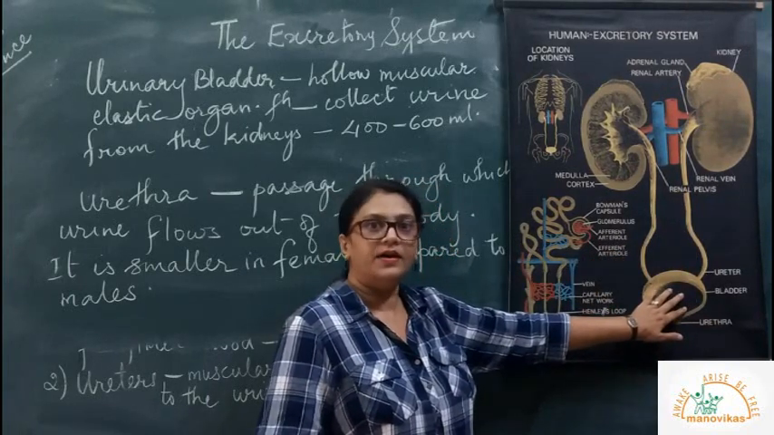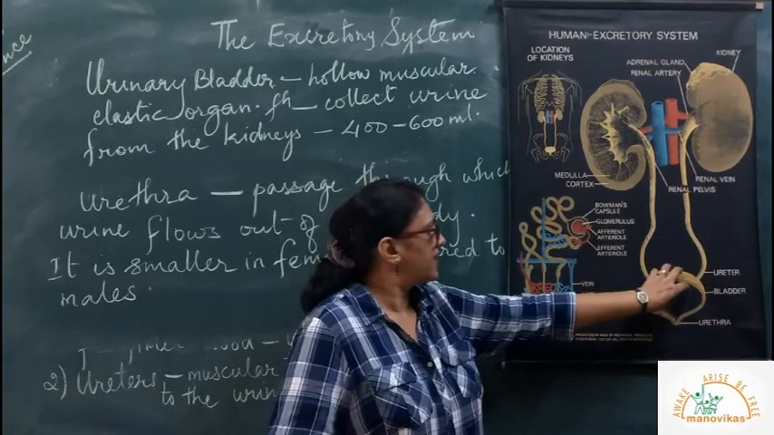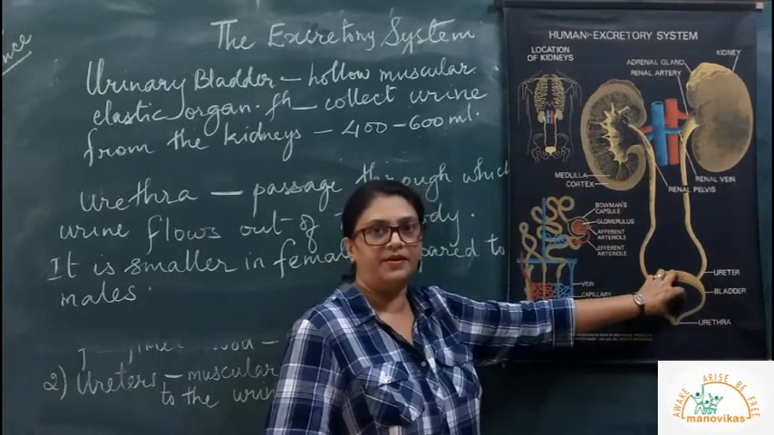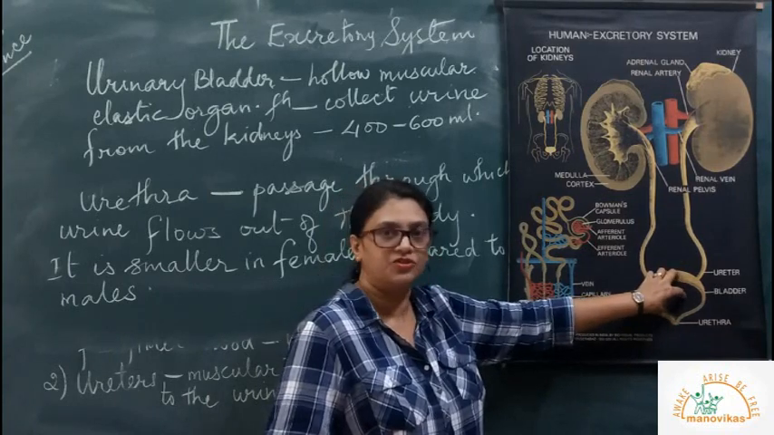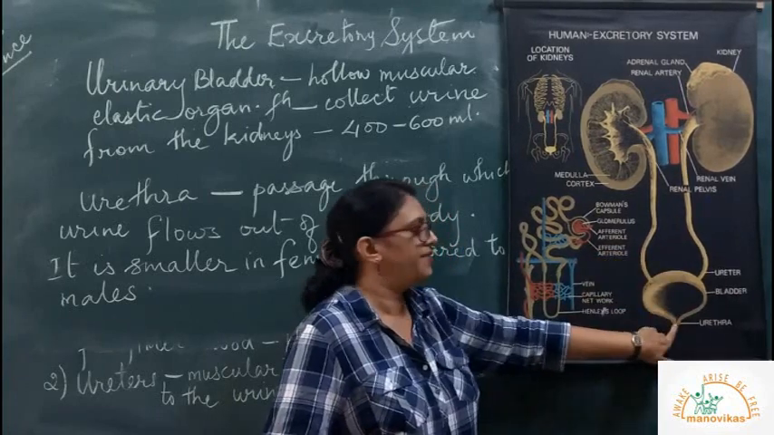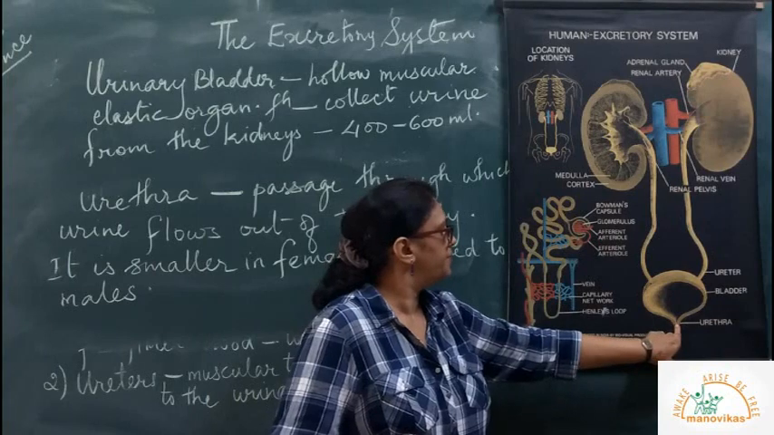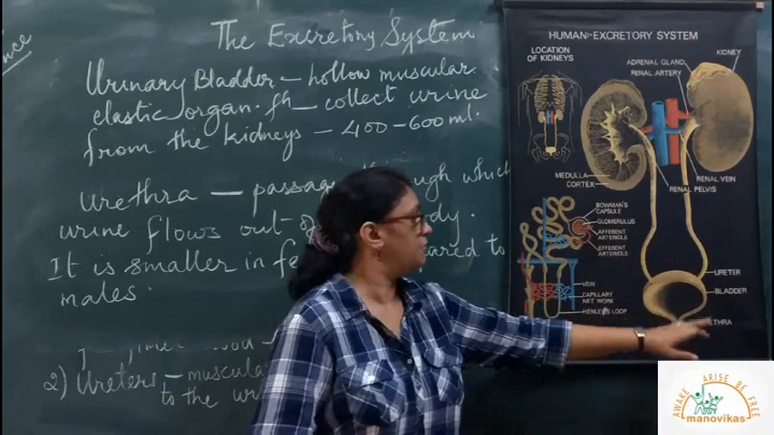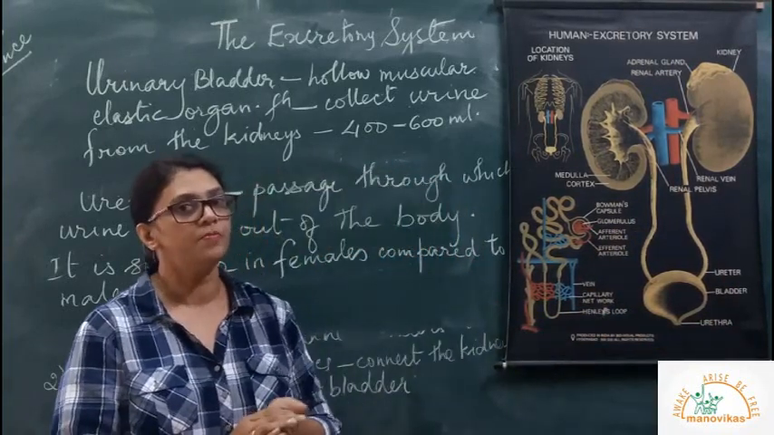The bladder is an elastic, hollow muscular organ that collects urine from the kidneys. The capacity of the bladder is 400 to 600 ml; it can hold that much urine. The bladder contracts when the urine flows out of the body through a duct or a passage called the urethra. The urethra is small in the case of females as compared to males.